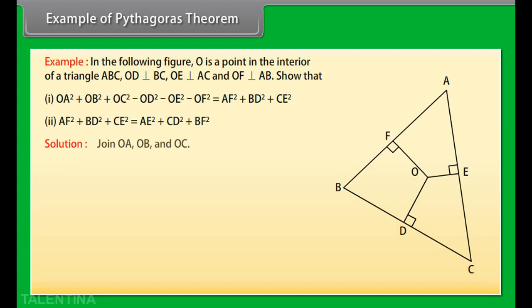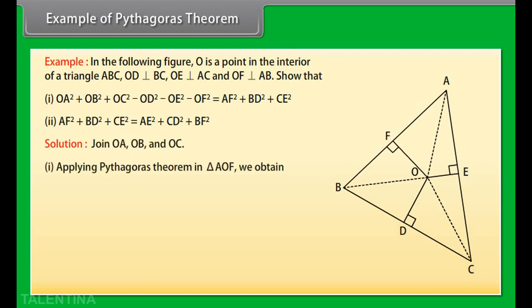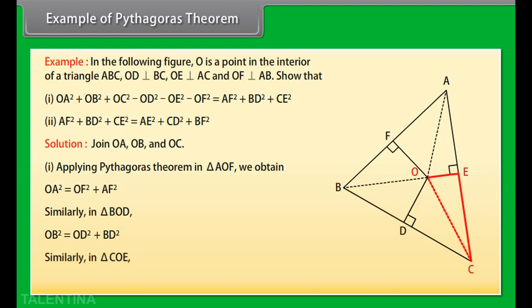Solution. Join OA, OB and OC. 1. Applying Pythagoras theorem in triangle AOF, we obtain OA square equals OF square plus AF square. Similarly, in triangle BOD, OB square equals OD square plus BD square. Similarly, in triangle COE, OC square equals OE square plus EC square.